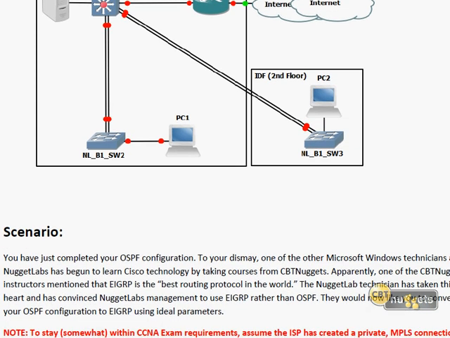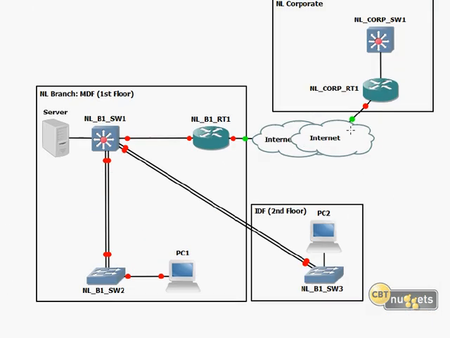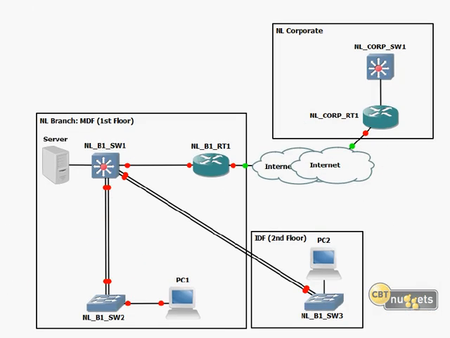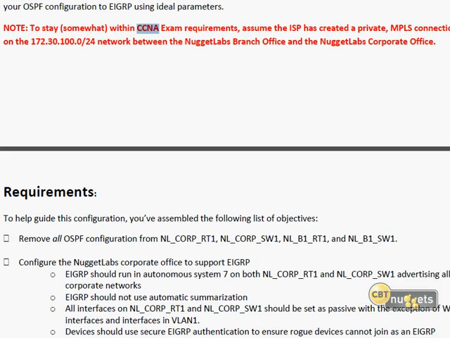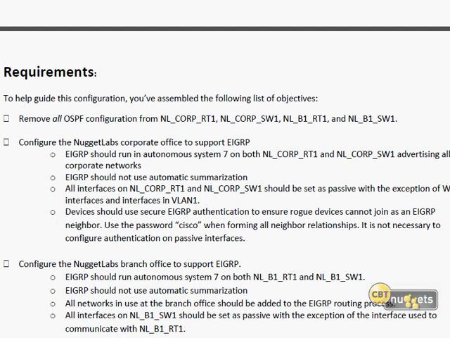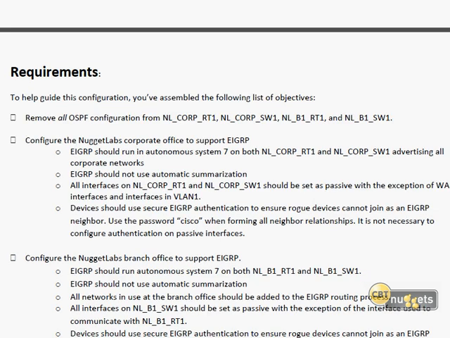All right, so once again, to stay within the exam requirements, I'm not going to do anything fancy with VPN tunneling of routing protocols and whatnot. Same thing as OSPF there, so let's take a look. Requirements. First things first, we already deployed OSPF in the previous nuggets, so we need to go in and remove all of the OSPF configuration from our routers and layer 3 switches. Then we'll configure the corporate office to support EIGRP and then the branch office to support EIGRP.